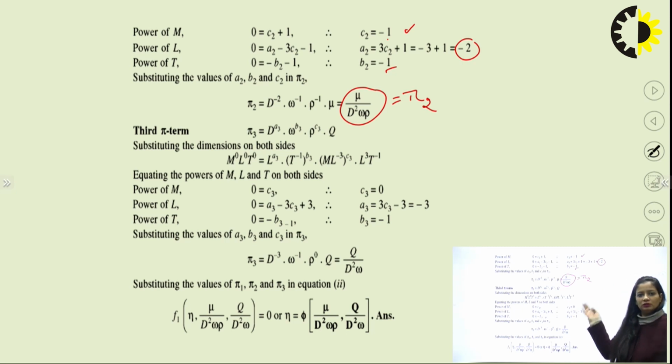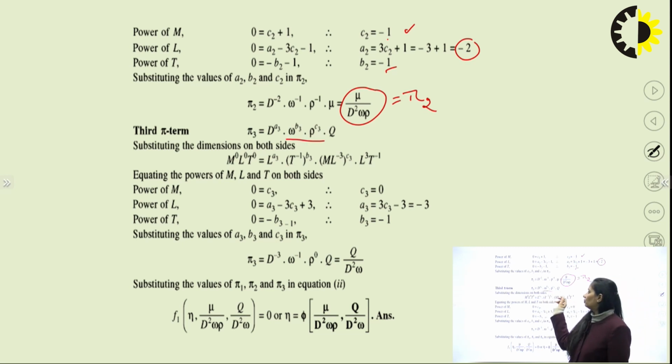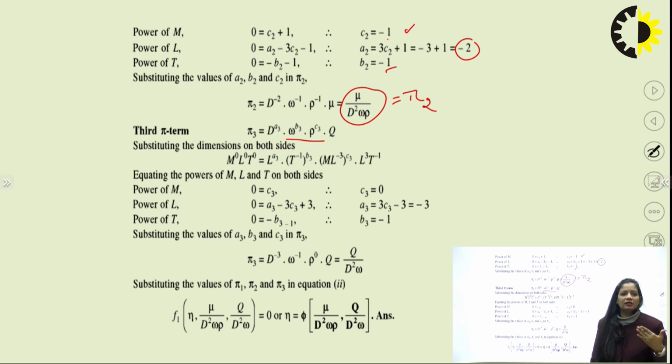Now come to the last and third pi term. We have that equation as d to the power a3, omega to the power b3, rho to the power c3 and q. Write all the dimensions of all the parameters and equate the powers. What you will get? C3 as 0, a3 as minus 3 and b3 as minus 1. Put all these values in the particular equation of pi 3. What you will get? Pi 3 as q divided by d cube omega.